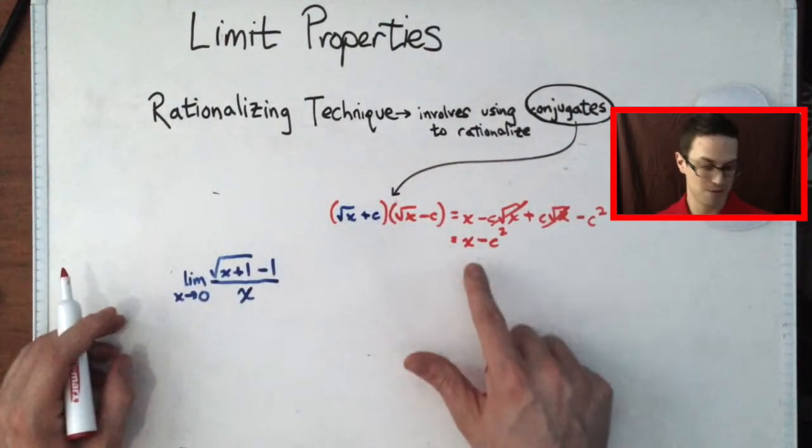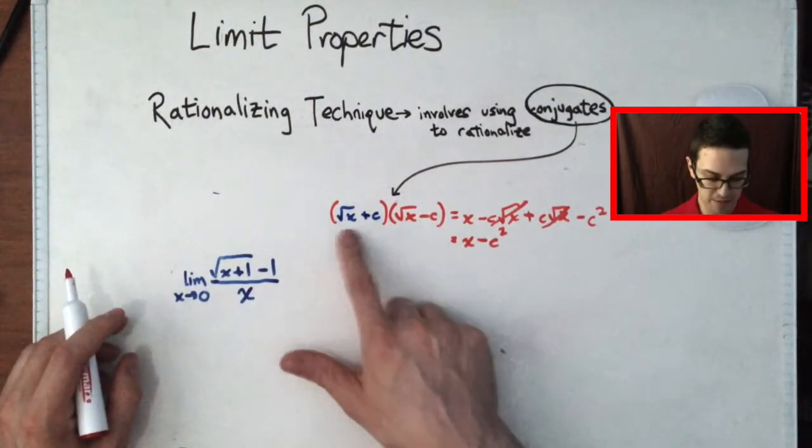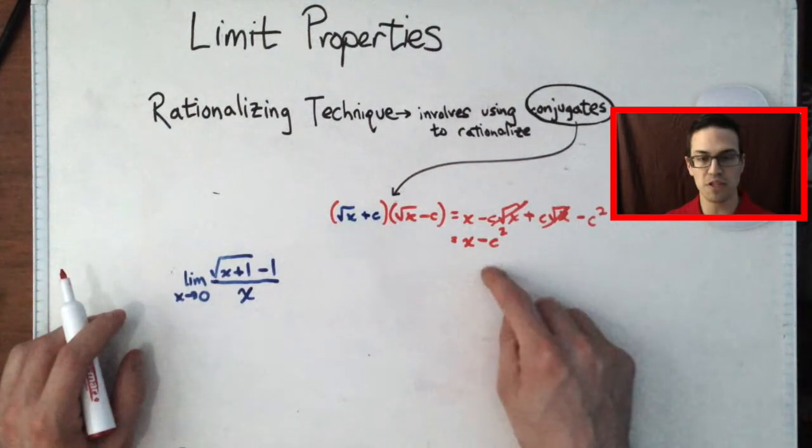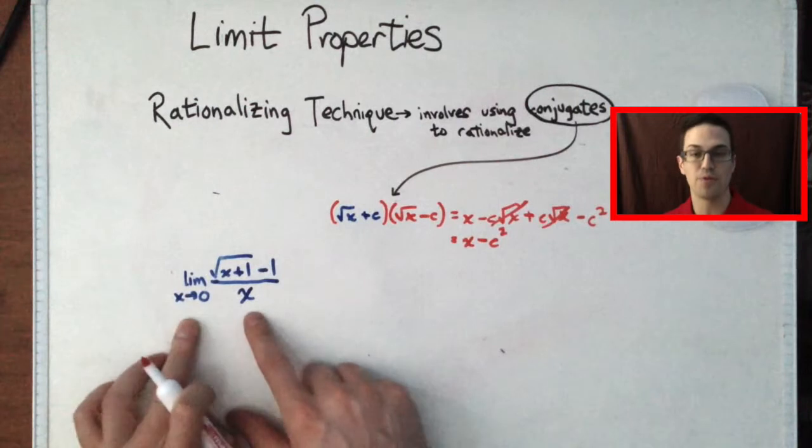So if you notice now, this is rational. It's not a radical number anymore. It doesn't have any square roots or anything. We're going to use this in the rationalizing technique to solve other problems, for example, this one right here.